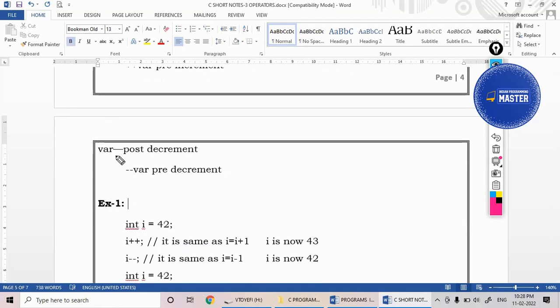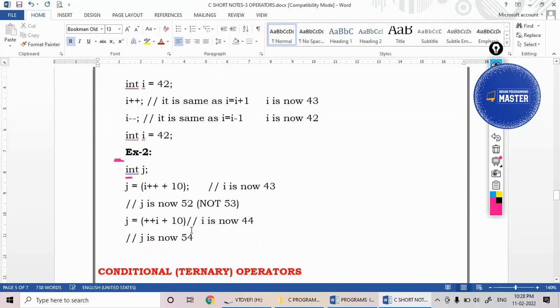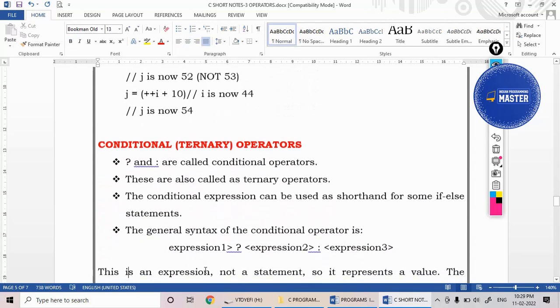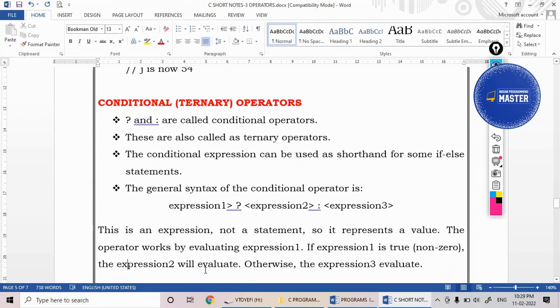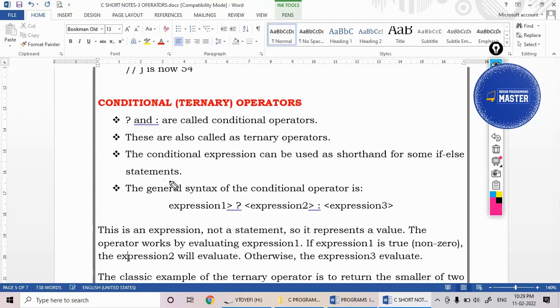See, variable minus minus is nothing but a post decrement. Minus minus variable is nothing but a pre decrement. Okay, next, conditional operators. These operators are also known as ternary operators. So what is the general syntax for these conditional operators?